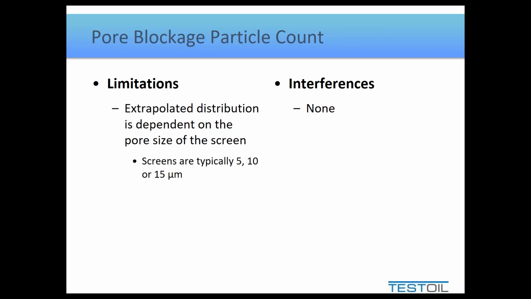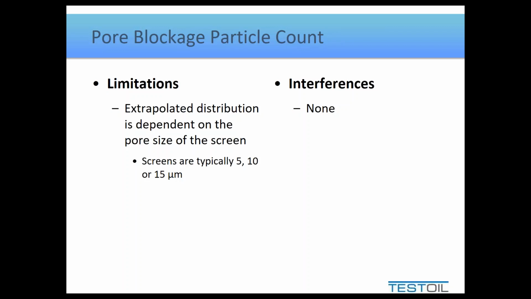But as for interferences, this version of a particle count does not have any, which makes it a preferred type of particle count in particularly dirty situations, or if you know the sample may be heavily contaminated with water, or in samples that have relatively higher viscosities and air bubbles aren't as likely to come out of them. So in the more extreme cases, pore block becomes very much a preferred method for doing particle count over optical.